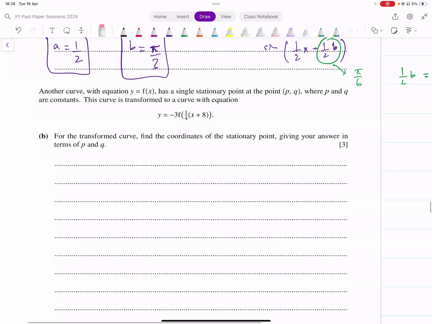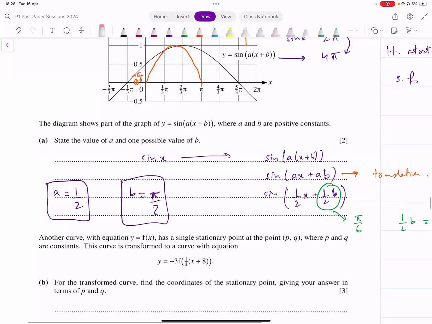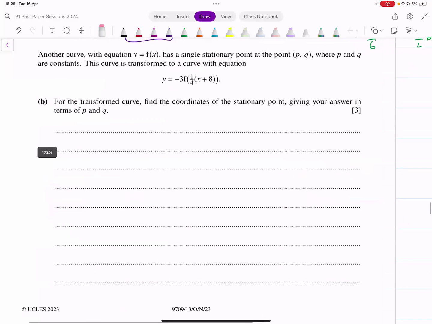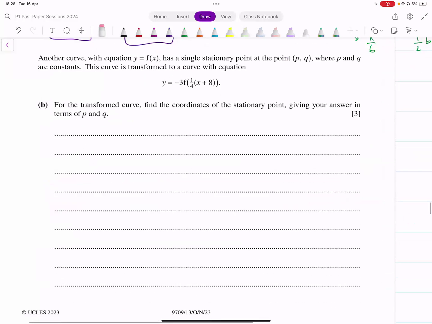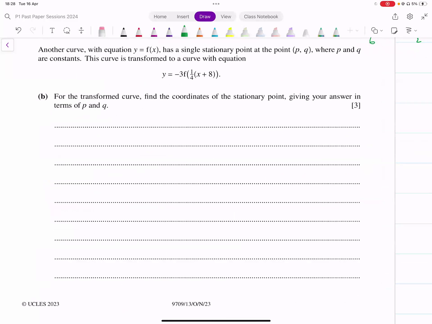All right, let's have a look at part B now. So what does part B say? It says another curve with equation y equals f of x has a single stationary point at the point PQ. Okay, so now this is a different curve. It's not related to the first part. So this is the point that we have, PQ, where P and Q are constants. The curve is transformed to a curve with this equation. So f of x goes to this. And now they're asking, for the transformed curve, find the coordinates of the stationary point, giving an answer in terms of P and Q. So for the transformed curve, we need to find the stationary point.